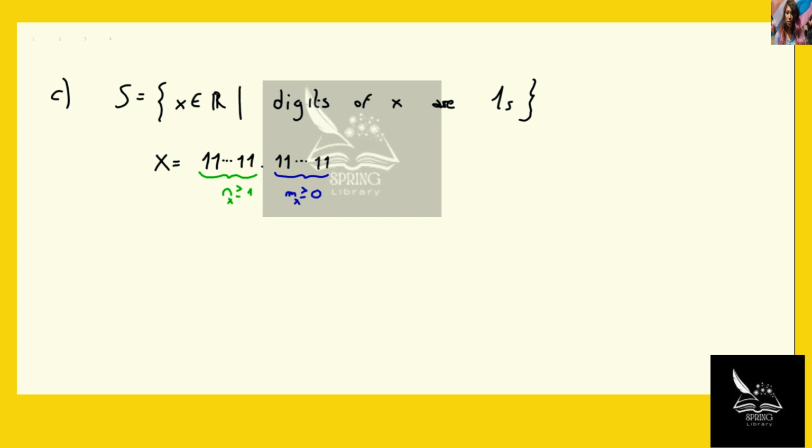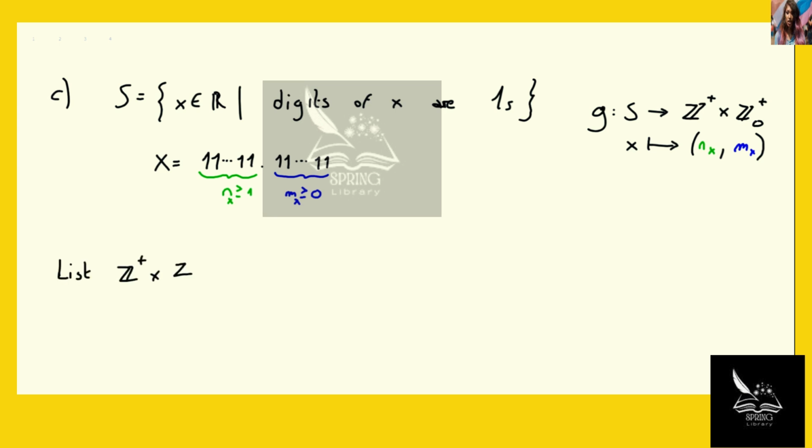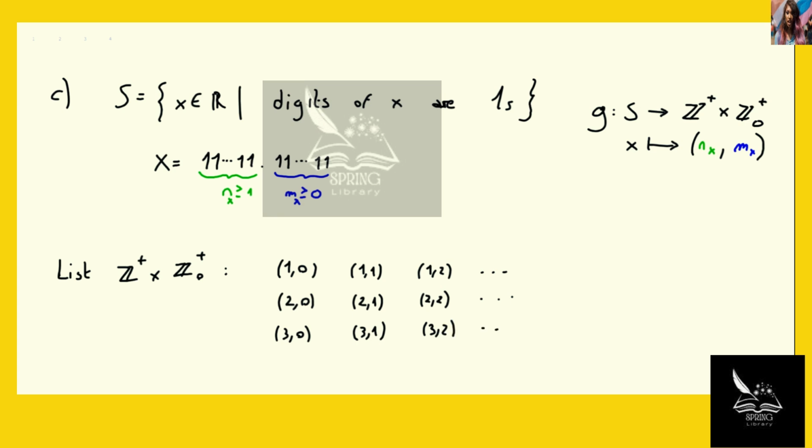So let's call these numbers nx and mx because they depend on x. And so let's begin with defining a function g that goes from S to Z plus times Z plus with 0, which of course maps x to nx and mx. And now it is easier to study because let's list the elements of this set. Let's write them as 1, 0, and then 1, 1, and then 1, 2, 1, 3, 1, 4, and so forth. And then we have 2, 0, 2, 1, 2, 2, and so forth. And then 3, 0, 3, 1, 3, 2, and so forth.